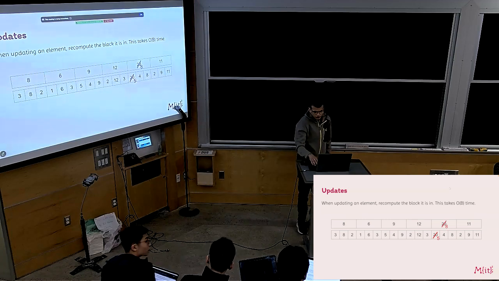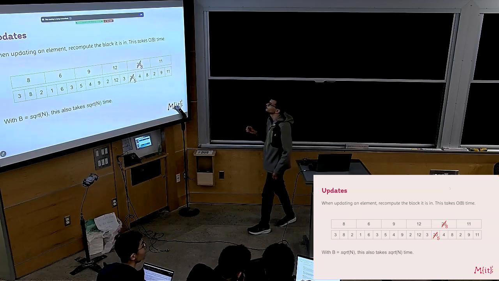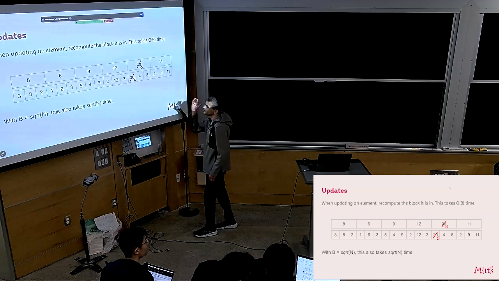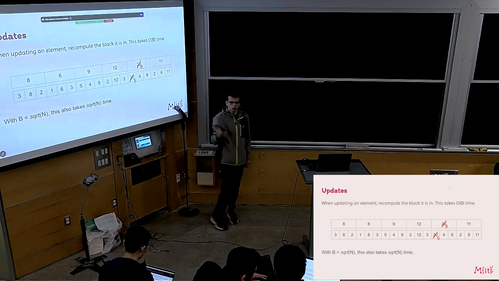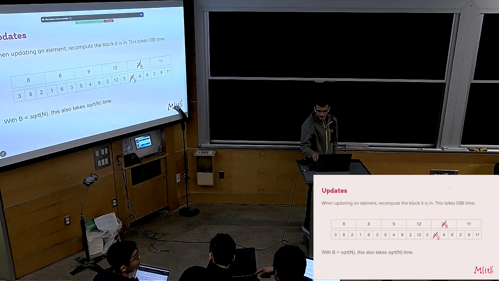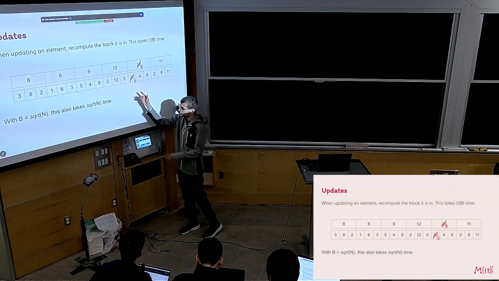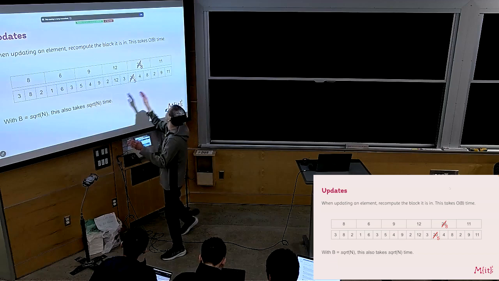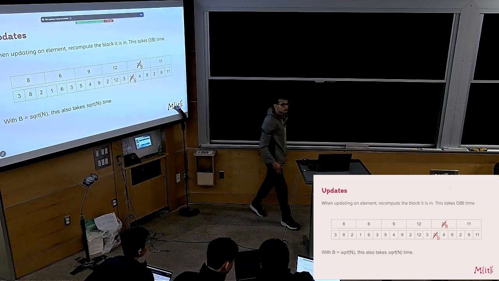So this will take O of b time if we are using blocks of size b, and if we set b equal to square root of n, this also takes O of square root of n time. And then obviously, if we are changing only this value in the array, that doesn't affect the other blocks at all, only this one. So we don't have to do anything else.